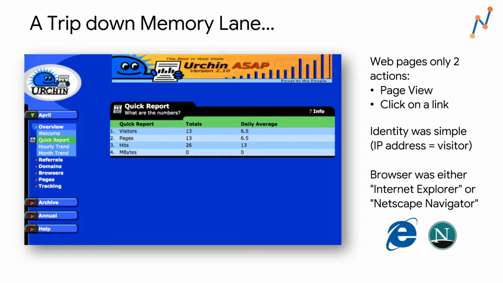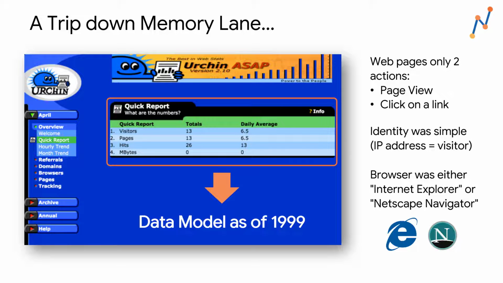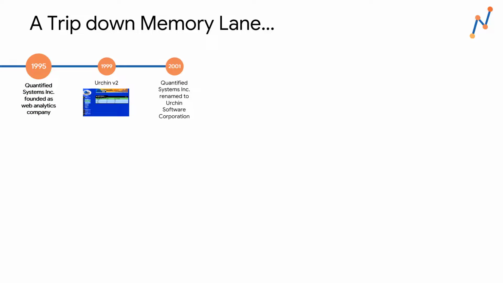So the browser was either Internet Explorer by Microsoft or Netscape Navigator. And storing this data was the foundation for the data model that is still used in Universal Analytics today. Due to the success of the software, Quantified Systems was renamed to Urchin Software Corporation in 2001.